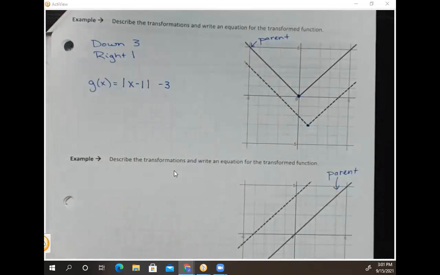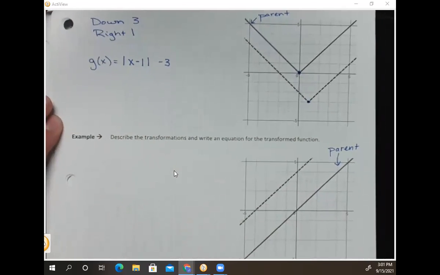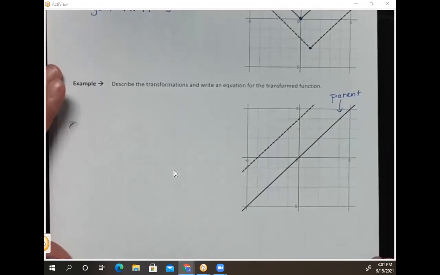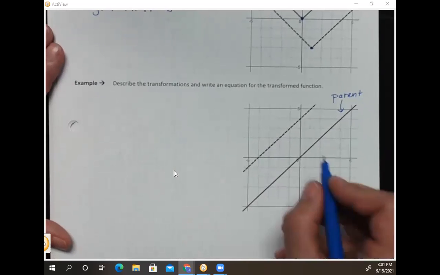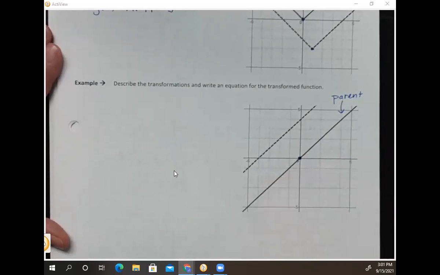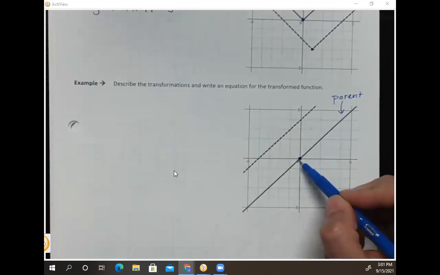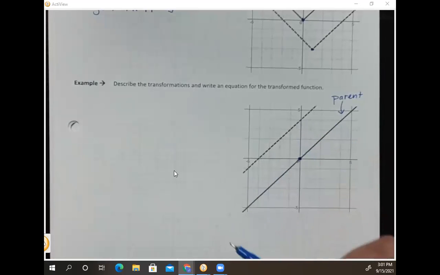Okay, let's take a look at another one. So the next one that we have here is a line, right? And so I'm going to just pick that point on the origin there. Lines don't have those sort of distinct corners like what we saw in absolute value graphs, or an endpoint like what we have with a square root graph. I'm just going to pick the point that's on the origin. So can somebody give me a way that I could have moved this point so that it would end up on this line?